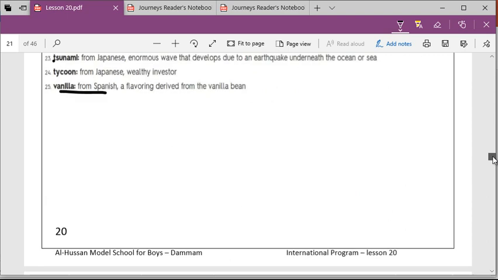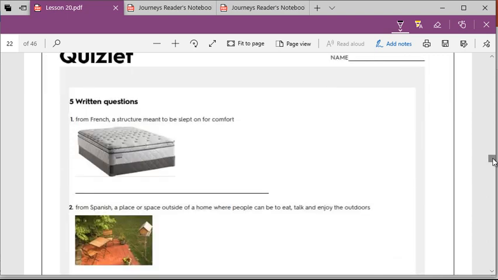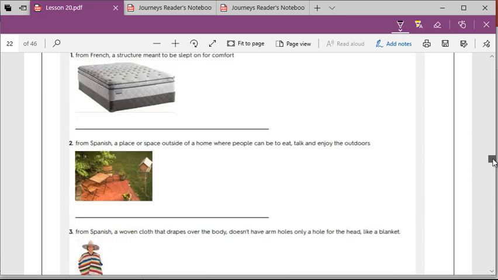Sorry. I need you now to go down, and we have here some quizzes from Quizlet to do. I'm going to do some of them with you, and then I need you to complete, okay? For example, number one. It's from French, and it's a structure that is meant to be slept on. Of course, this is mattress. Take care to write the spelling correctly in the questions that need spelling. Now look at this. Number two, from Spanish, and it's a place outside your home or your house where people can sit to eat or to have fun. This is, as you know, patio.